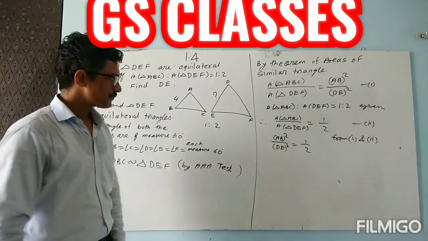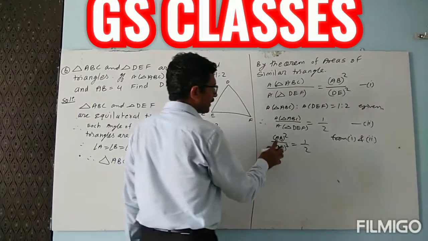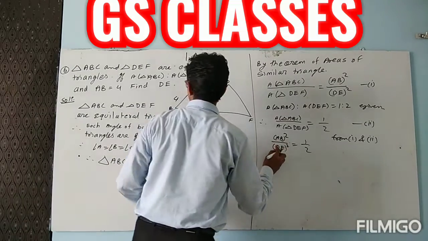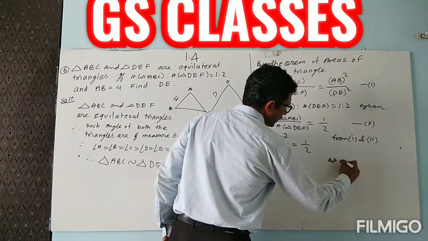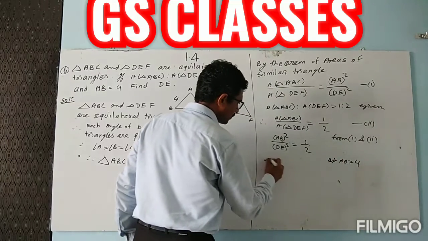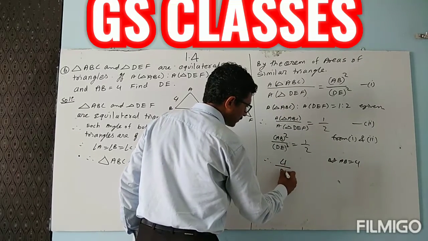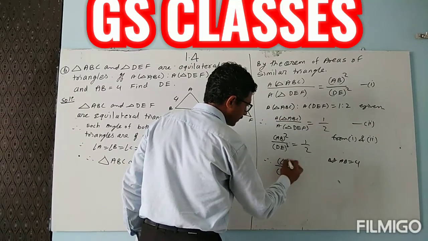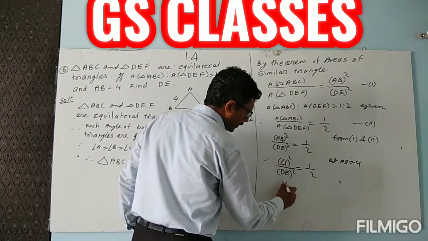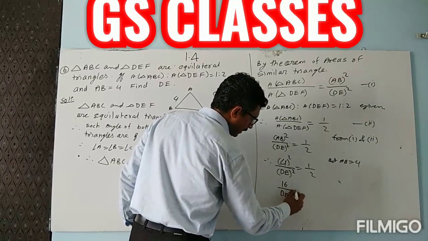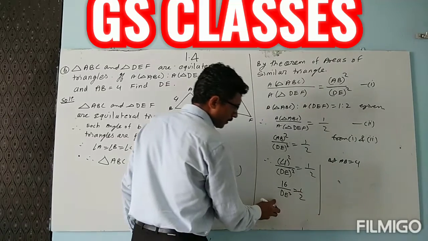Yes children. Now AB value is given to us. AB value is 4. But AB equals 4. So 4 by DE, the whole squared, equals 1/2. 4 squared is 16. DE squared is 1/2.